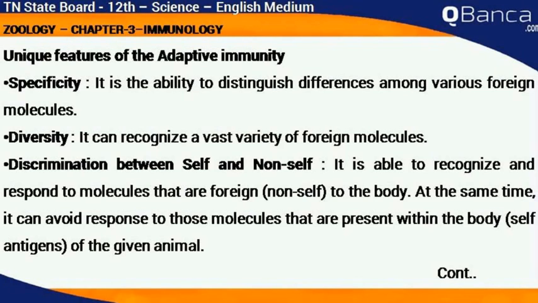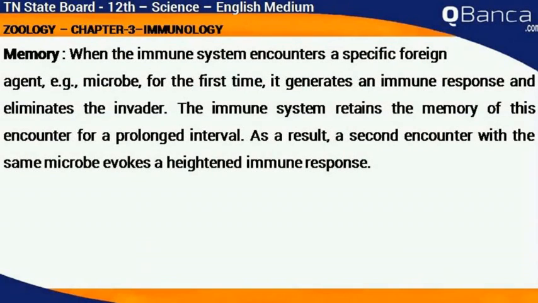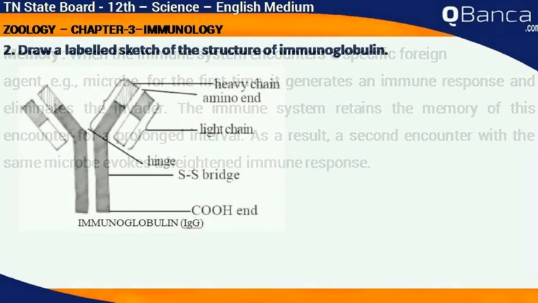animal. Memory. When the immune system encounters a specific foreign agent, for example a microbe, for the first time, it generates an immune response and eliminates the invader. The immune system retains the memory for this encounter for a prolonged interval. As a result, a second encounter with the same microbe evokes a heightened immune response.